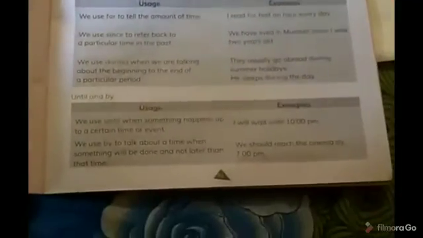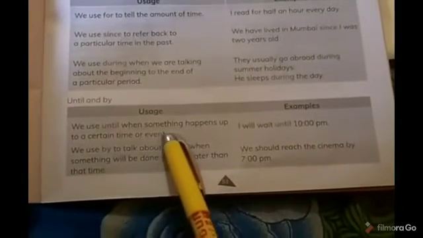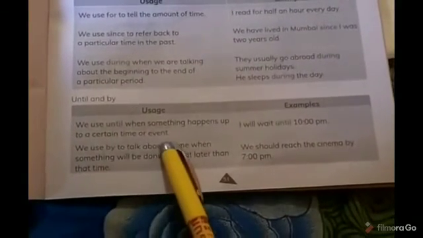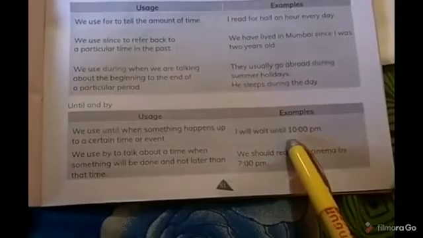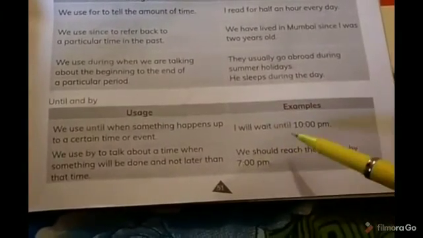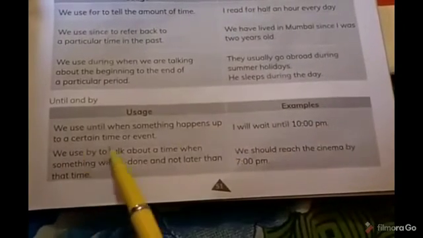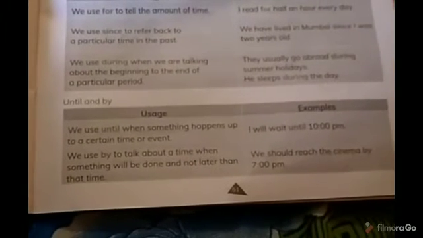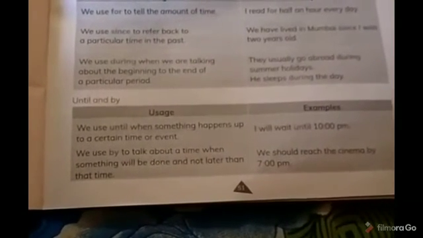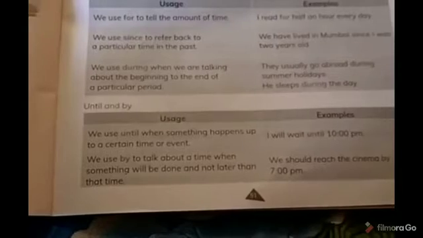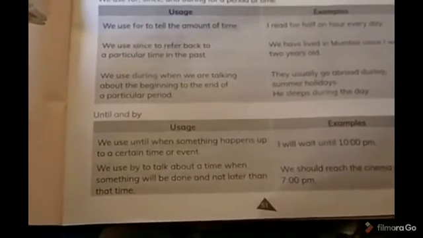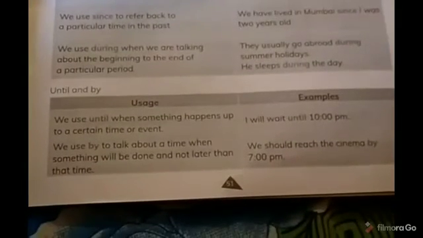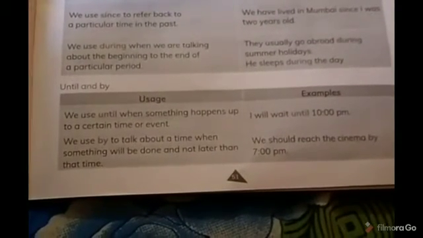Until and by. We use until when something happens up to a certain time or event. I will wait until 10 p.m. So until, as I mentioned here, I will wait until 10 p.m. It means we use until when something happens up to a certain time or event. Until का यूज़ हम तब करते हैं जब कोई चीज़ हो रही हो किसी पर्टिकुलर टाइम या सर्टेन टाइम या इवेंट में, राइट?